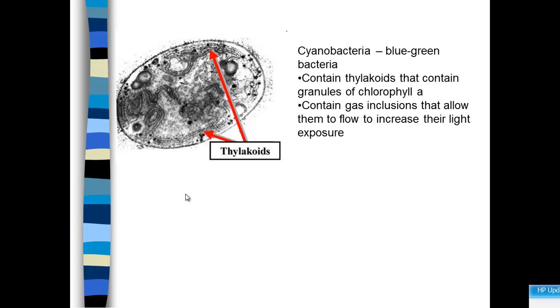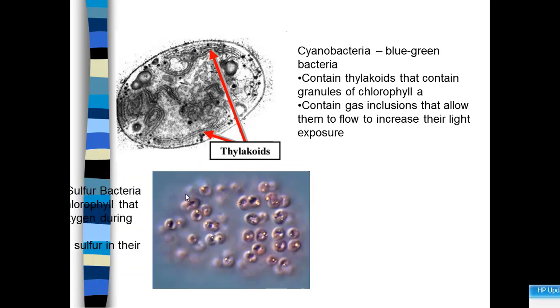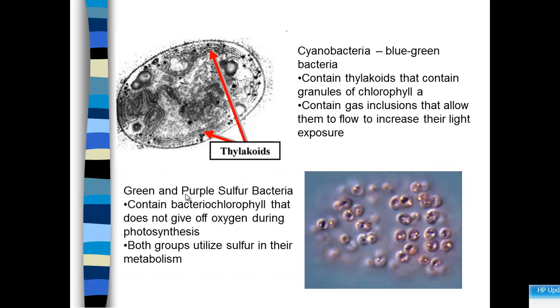Okay. Other things that bacteria can contain are thylakoids. You may remember thylakoids as a part of the chloroplast, but in the case of bacteria, they're prokaryotic, so they don't have chloroplasts. Chloroplasts are organelles. But instead, cyanobacteria, which are blue-green, contain these small compartments called thylakoids. The thylakoid membranes have chlorophyll, and they also contain gas inclusions, so they float to the surface and increase the light exposure.